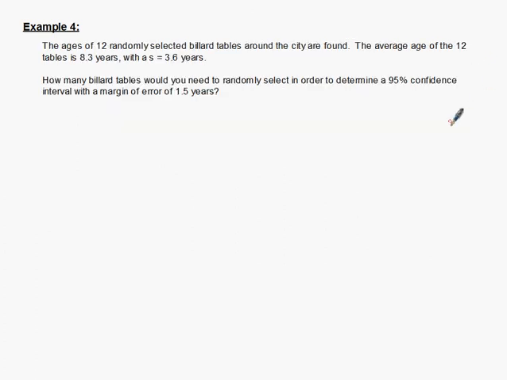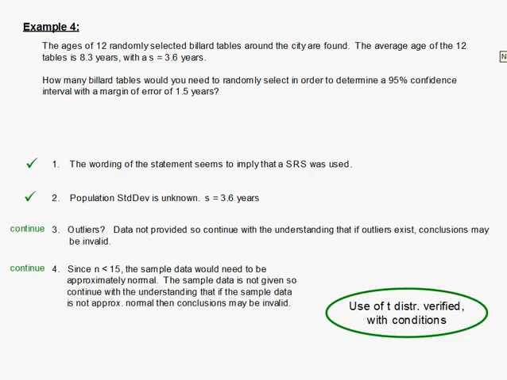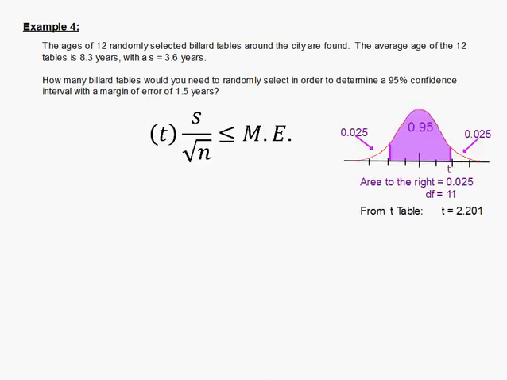Right here, example 4, the ages of 12 randomly selected billiard tables around the city are found. The average age of the 12 tables is 8.3 years with a sample standard deviation of 3.6 years. How many billiard tables, again that's n, would you need to randomly select in order to determine a 95% confidence interval with a margin of error of 1.5 years? So it verifies to be a t-distribution. Well, we're going to do the exact same thing, only using a t-distribution.